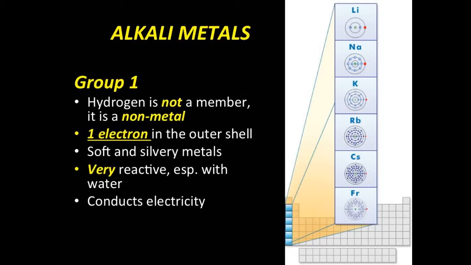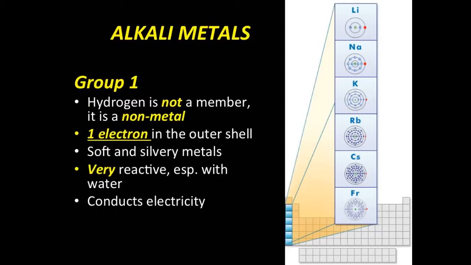Our first group, group 1, is its number. Alkali metals is its name. This name is very commonly used for group 1 metals. Note that hydrogen is not a member. What we want to first do is take a look at these Bohr model representations of each atom.